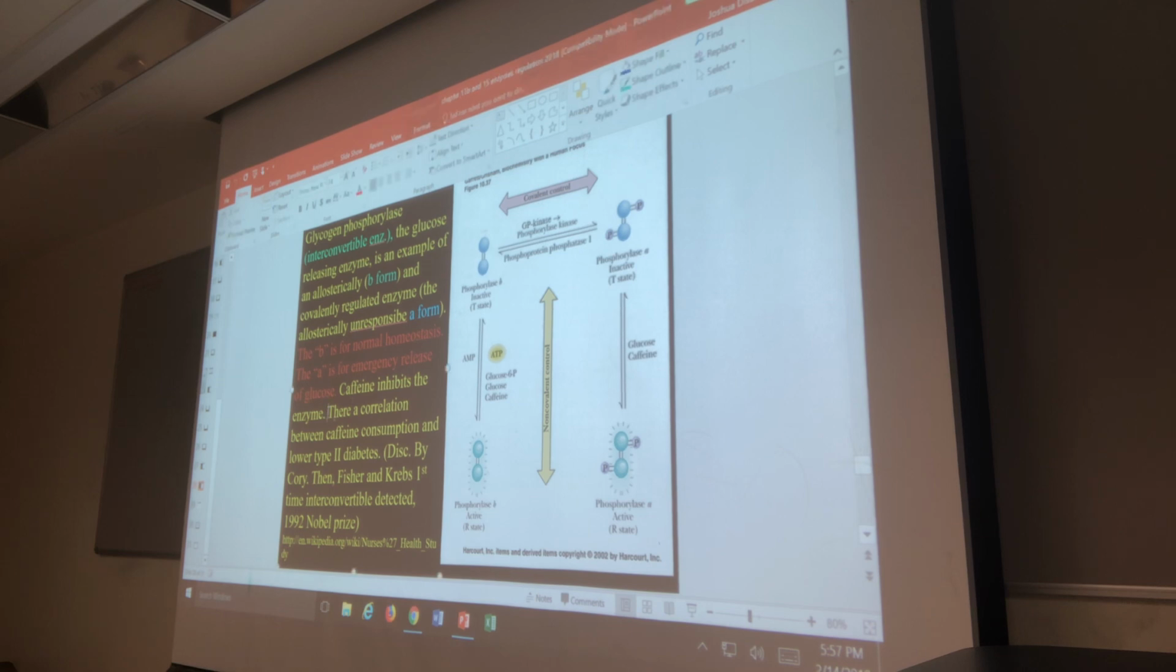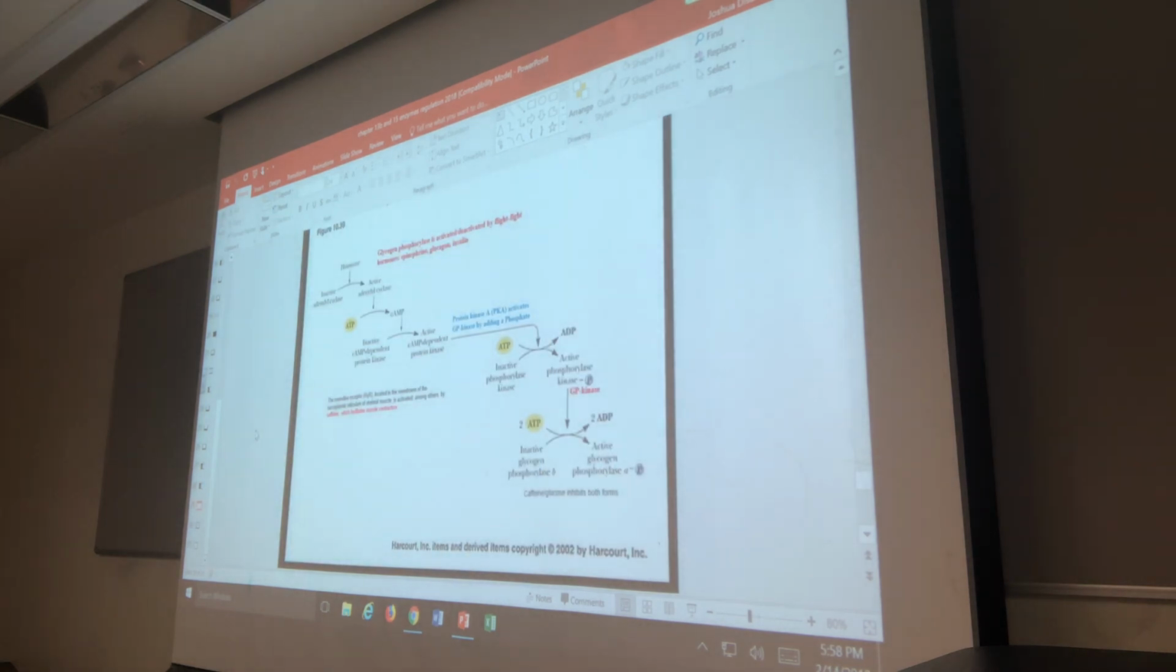This is a nice little bonus fact. You don't need that for the extra credit, but if it shows up as a multiple choice question, you now know potentially why caffeine is linked to reduced incidence. Okay. Any questions on glycogen phosphorylase? I hope that was a simplified version of the mechanism. Okay. No.